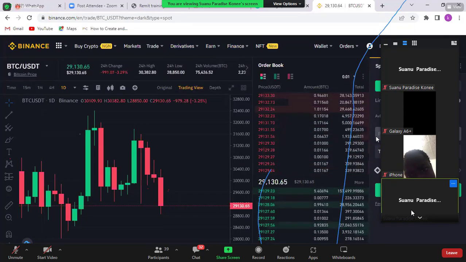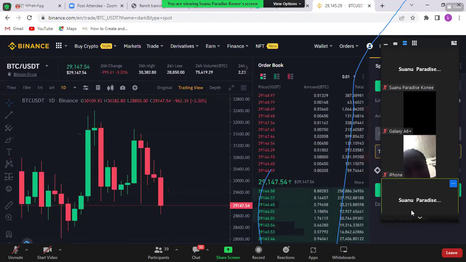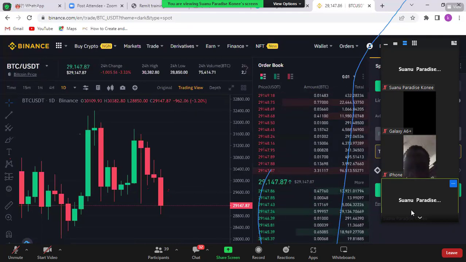Now, let me demonstrate that. You can see right here, you can't change the price, because this is what we have in the market. The only thing you can do here is to tell the market, okay, you said you are selling Bitcoin at 29,147. Sell me Bitcoin worth $20 right here. That is all you can do. Then you click on buy.